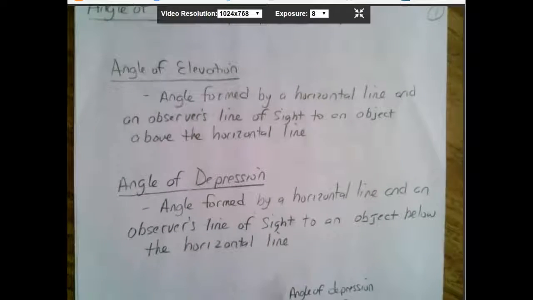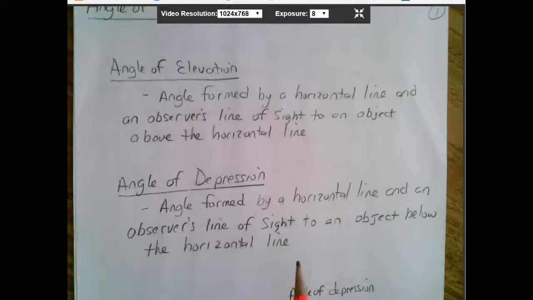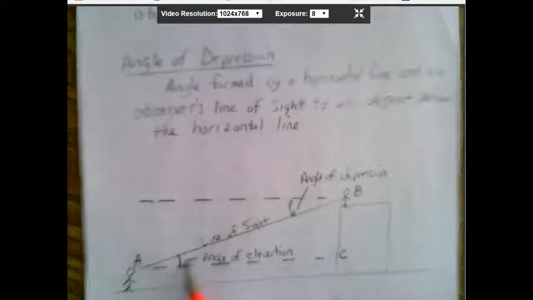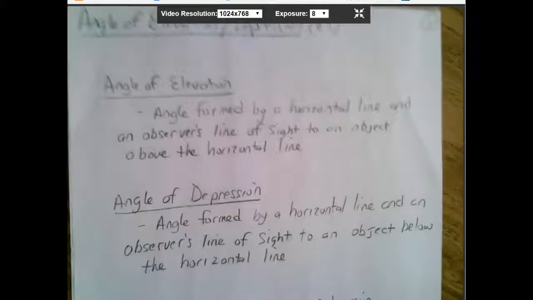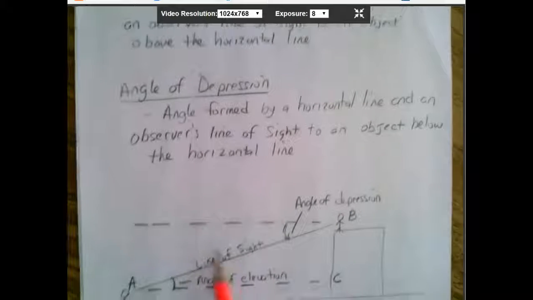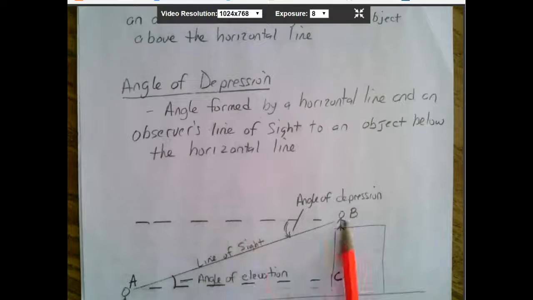And then we have another one, angle of depression. This is an angle formed by a horizontal line and an observer's line of sight to an object below the horizontal line. So instead of drawing this horizontal line here to the person, we're going to go to the object between the line of sight, and then we're going to draw this horizontal line and line of sight. And then we have this angle that's formed here, and that's called the angle of depression.